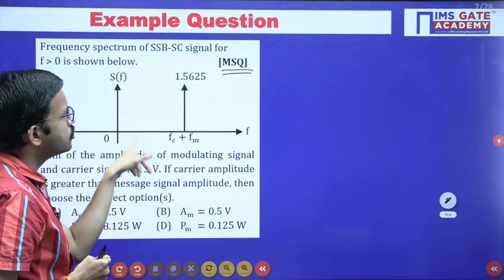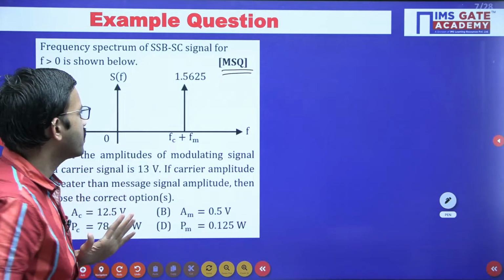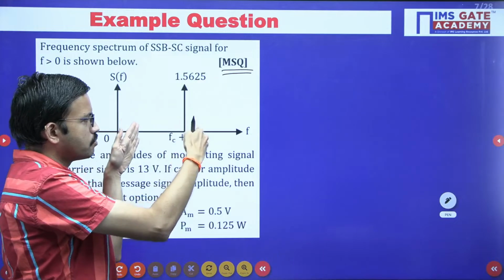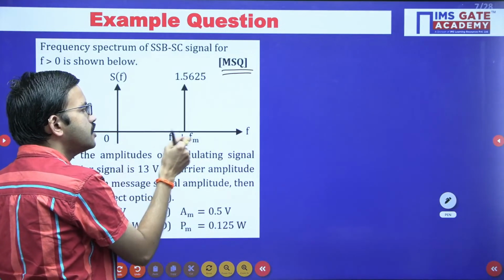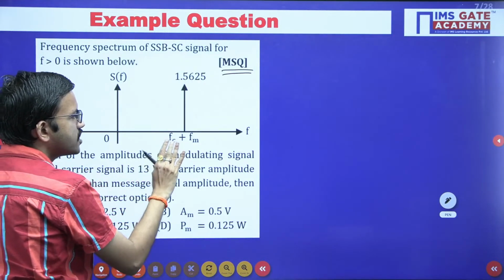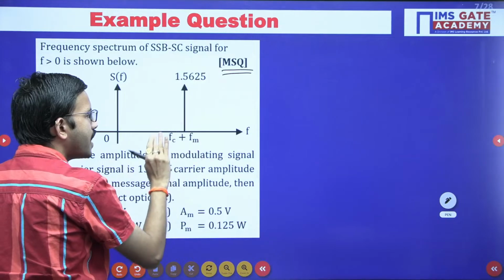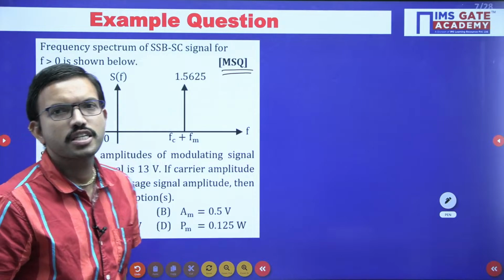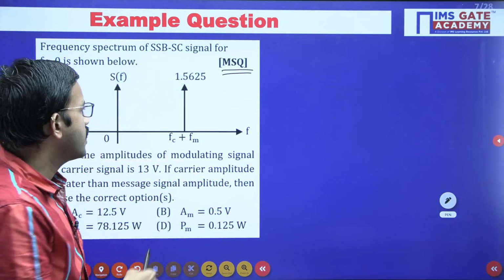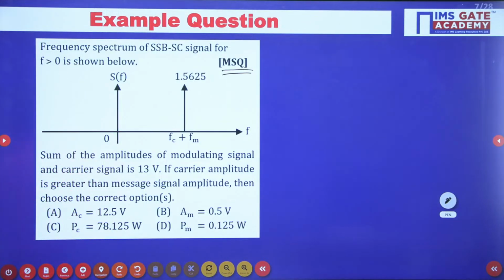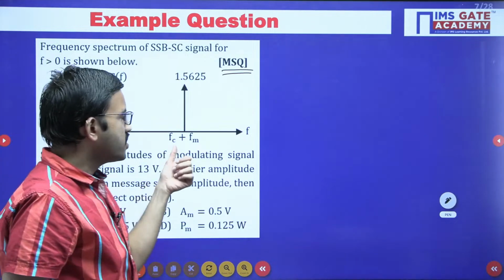This is a single tone modulation SSB-SC signal, that means you are having only one frequency. If it is multi-tone, you will have more than one frequency, but here it is a single tone modulation signal, so you have only one frequency, Fc plus Fm. Just by observing this, you can guess: is it upper sideband or lower sideband? All of you please respond. Fc plus Fm, is it upper sideband or lower sideband? Yes, obviously it is upper sideband.